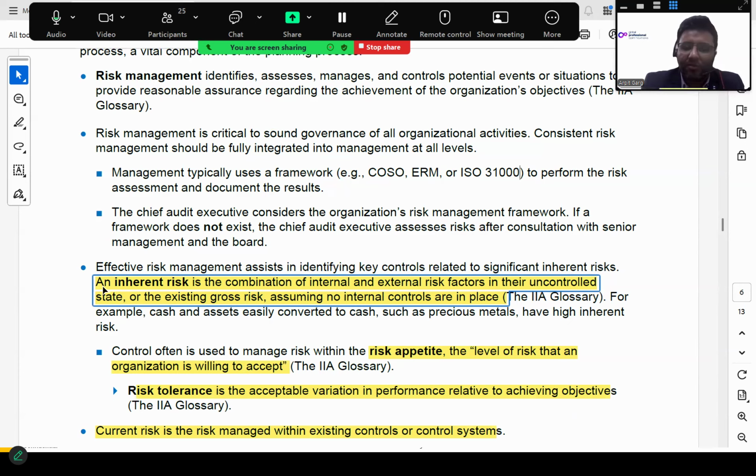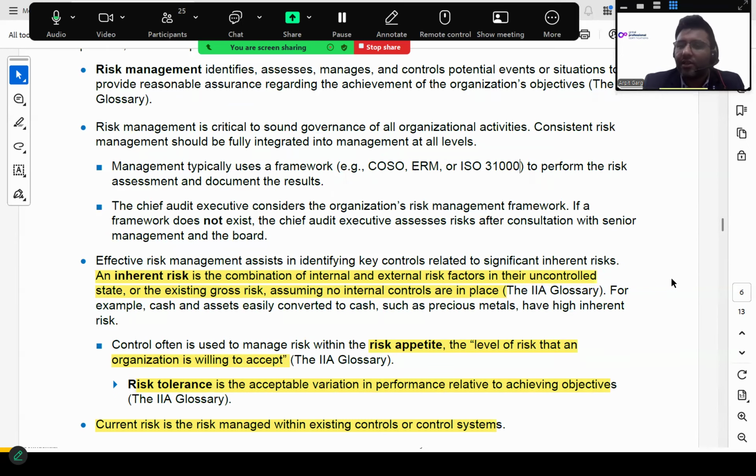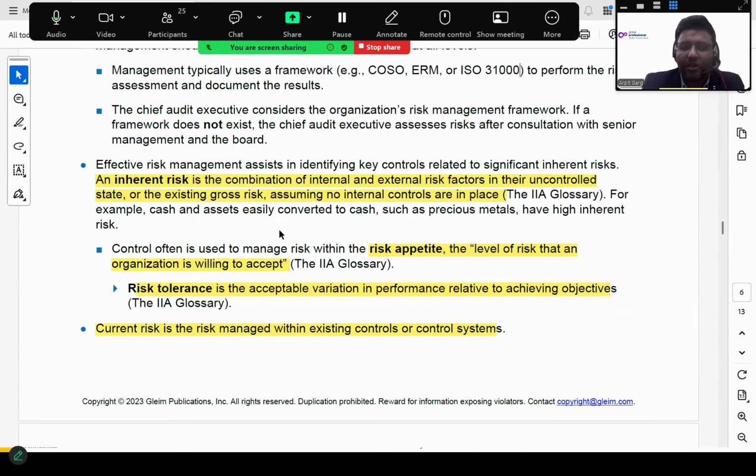People, can you all read it? This is an important line. Inherent risk is the combination of internal and external risk factors in their uncontrolled state, or the existing gross risk, assuming no internal controls are in place. This is also known as gross risk. For example, cash and assets easily converted to cash, such as precious metals, have high inherent risk.